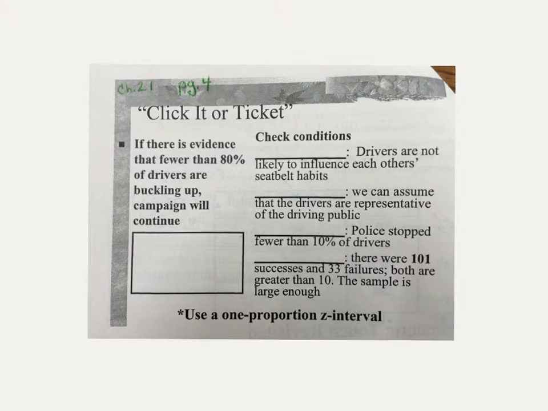All right, real quick, going back to the packet on Chapter 21. This is page 4, the one that was the click it or ticket. We had skipped this in the notes yesterday. Do me a favor and pause now and see if you can fill in the conditions on the right. Fill in which condition fits with the explanation part of the condition. The box is going to be for our hypotheses, so our null and our alternative hypothesis, H0 and HA. You can also see if you can fill those in as well. So pause it now, try to fill those in, and then play and see if you got it right.